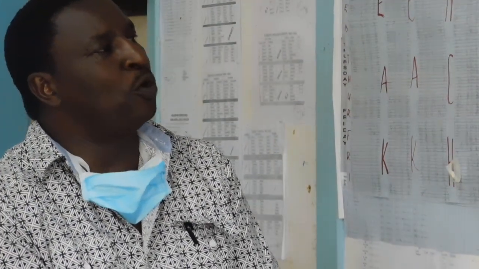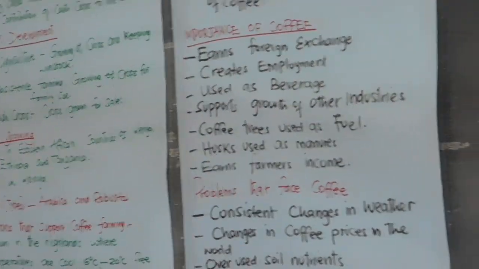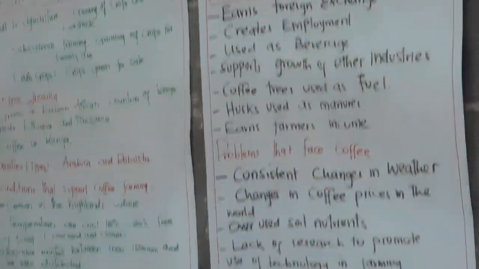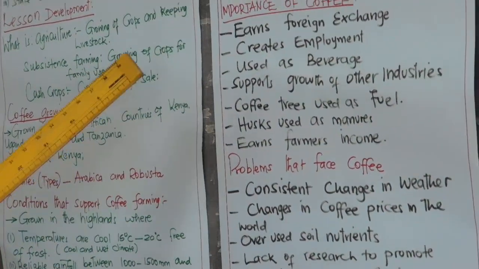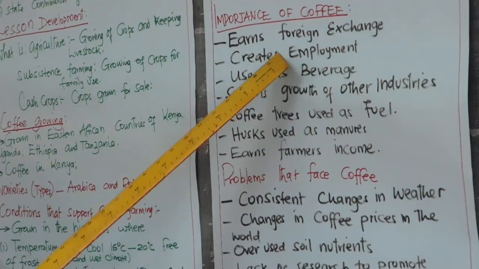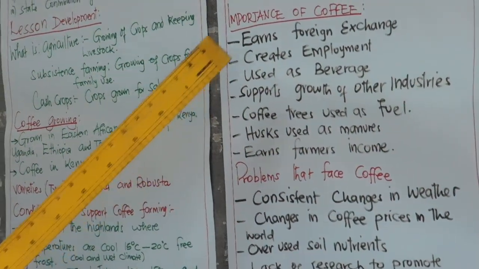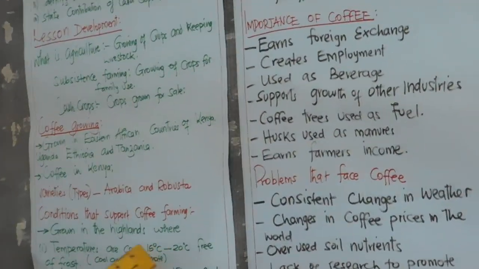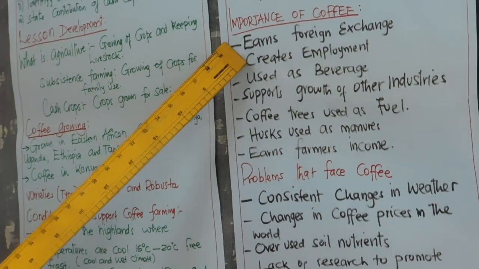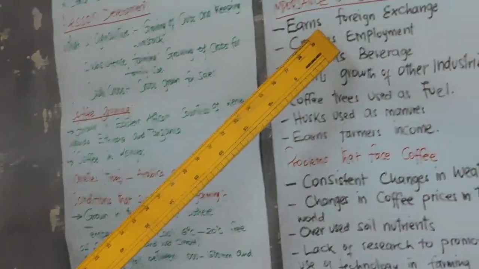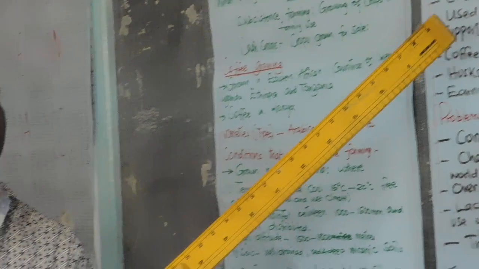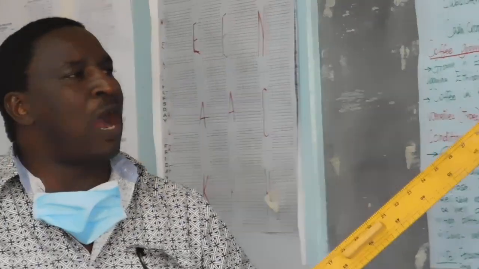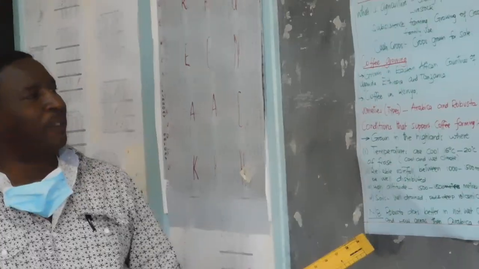So why do people grow coffee? Coffee is grown because it has some great importances. One of them being that when coffee is grown, it is sold to foreign countries, and Kenya, Ethiopia, and other countries earn foreign exchange. Coffee also helps to create employment. People who work in factories, people who pick coffee, they all get jobs based in this industry of growing coffee.